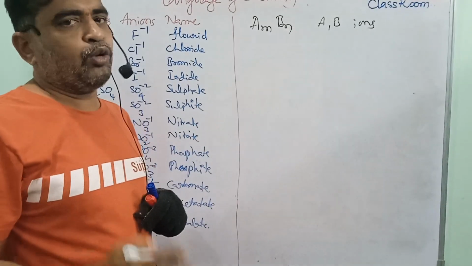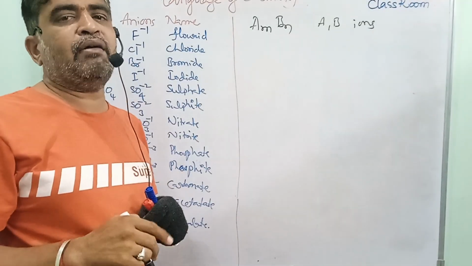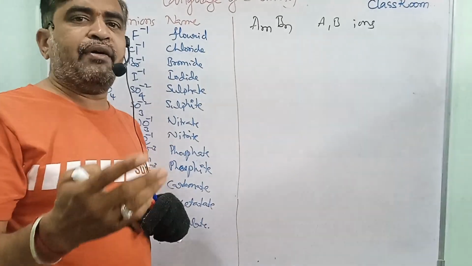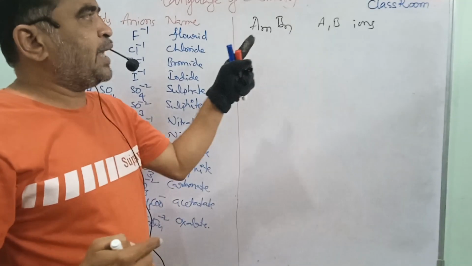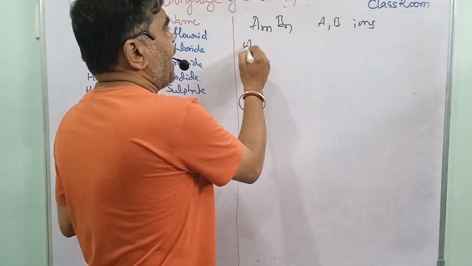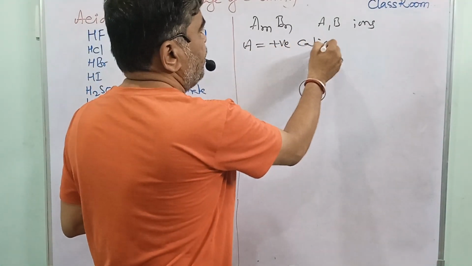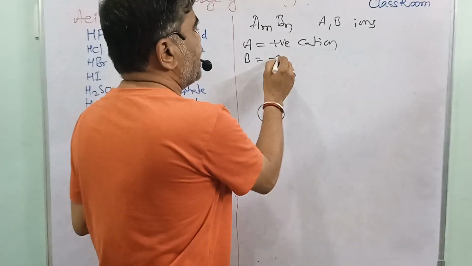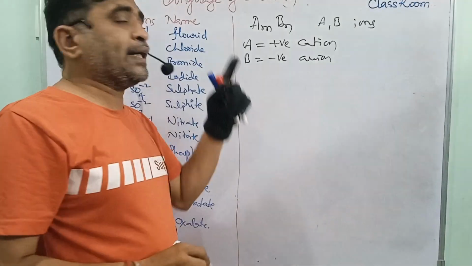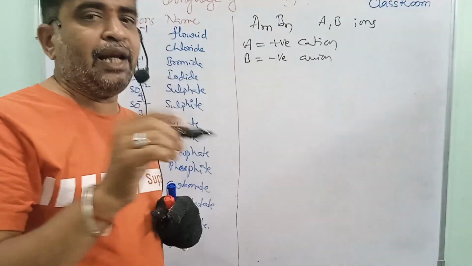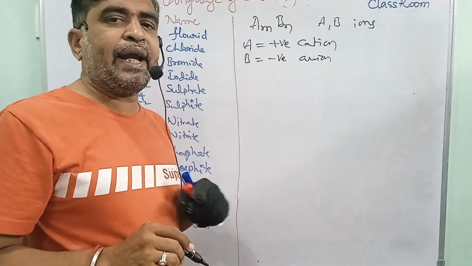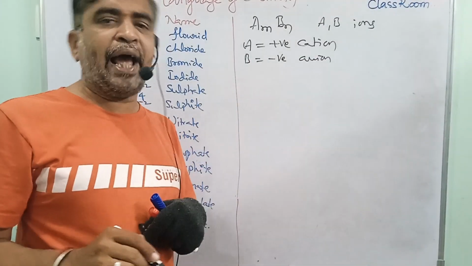Generally we have two types of ions. The first is called cation and the second is called anion. The cation indicates the positively charged ion, and the anion indicates the negatively charged ion. Here A and B are opposite ions. A has a positive charge, that means it is a cation, and B has a negative charge and is called an anion. Before, in the criss-cross principle, A and B were elements. Now A and B are ions, where A indicates the cation and B indicates the anion.